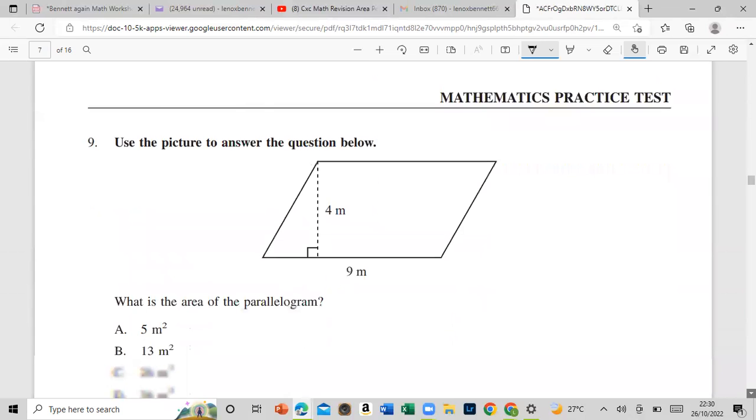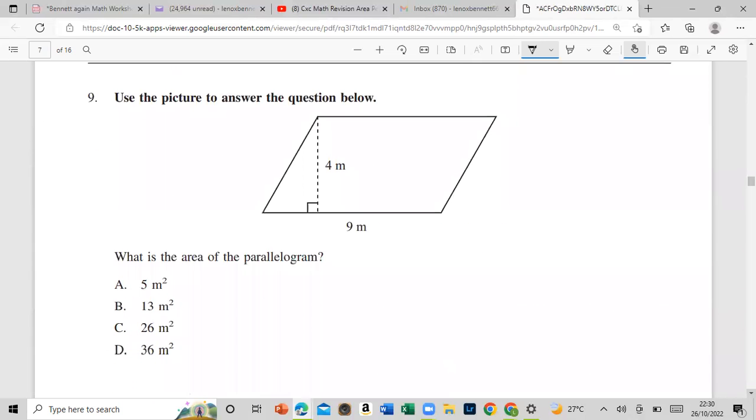Alright, so question 9 says, use the picture below to answer the question. And it says, what is the area of the parallelogram? Alright, so guys, again, go ahead and work it out. So wait on me, and then you can compare your answers.